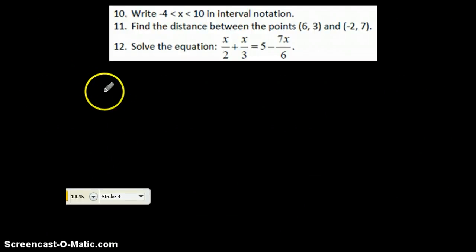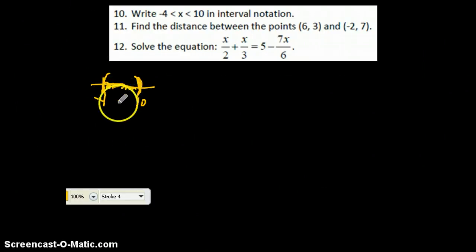Okay, folks, we're continuing right into our next set of problems, beginning with number 10. Number 10 says write this expression in interval notation. So what that means is -4 is to the left, 10 is to the right. Remember, the 10 is not included. That's a parenthesis, and the -4 is not included. So the answer would be everything in between here.